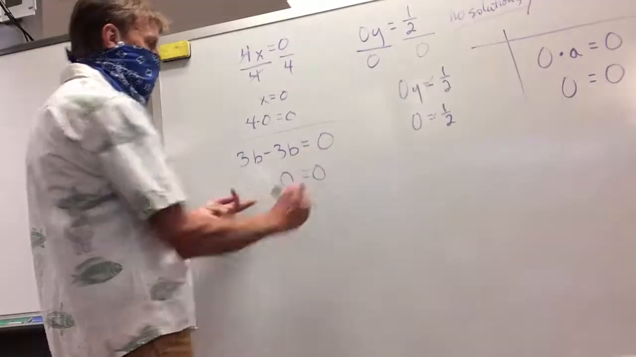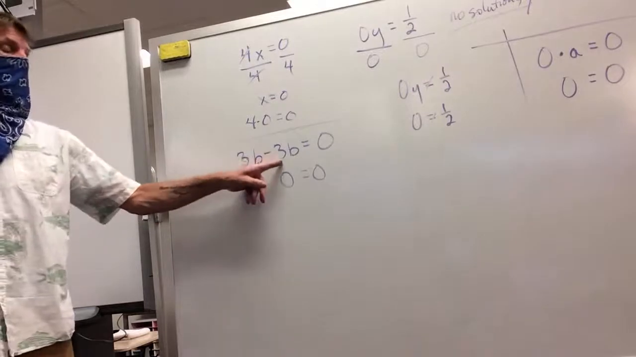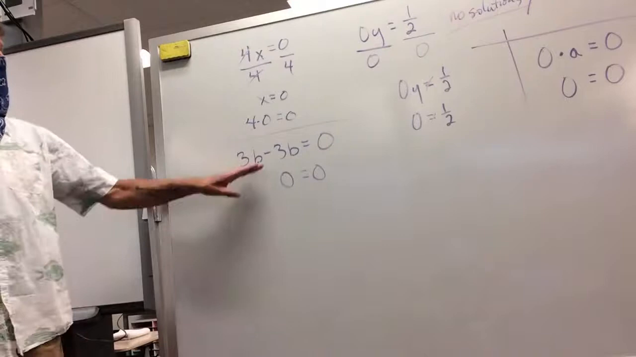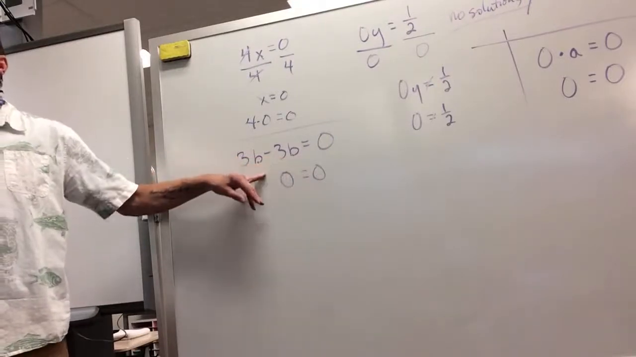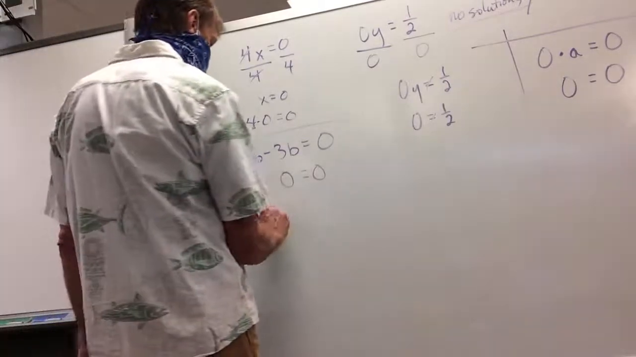Now we're back to that again. 0 is equal to 0. All values are solutions. If you took 3 times a number and subtracted 3 times the same number, you're always going to get 0. It doesn't matter what b is. Put pi in there, put the square root of 2 in there, put 57 in there. So this is all solutions again.